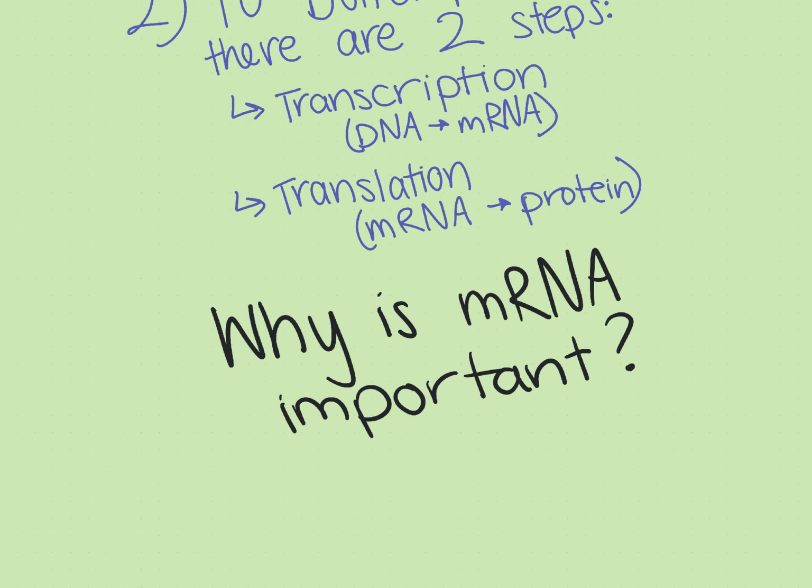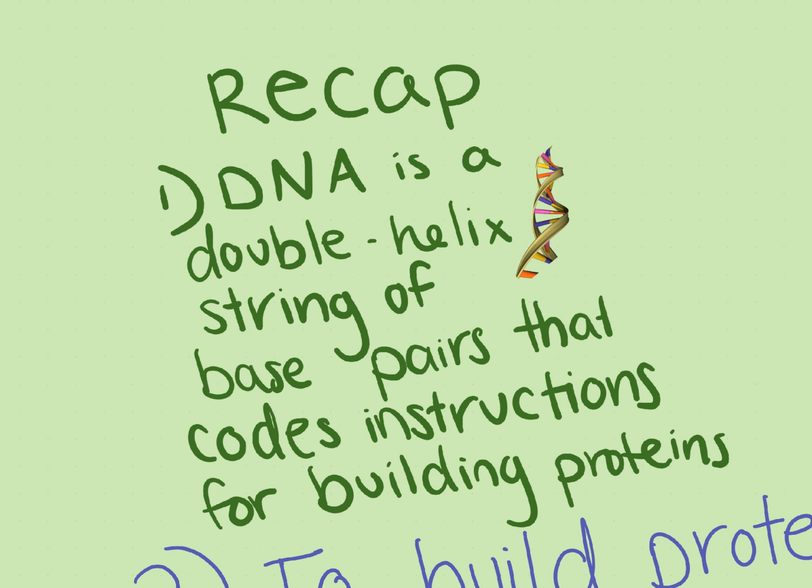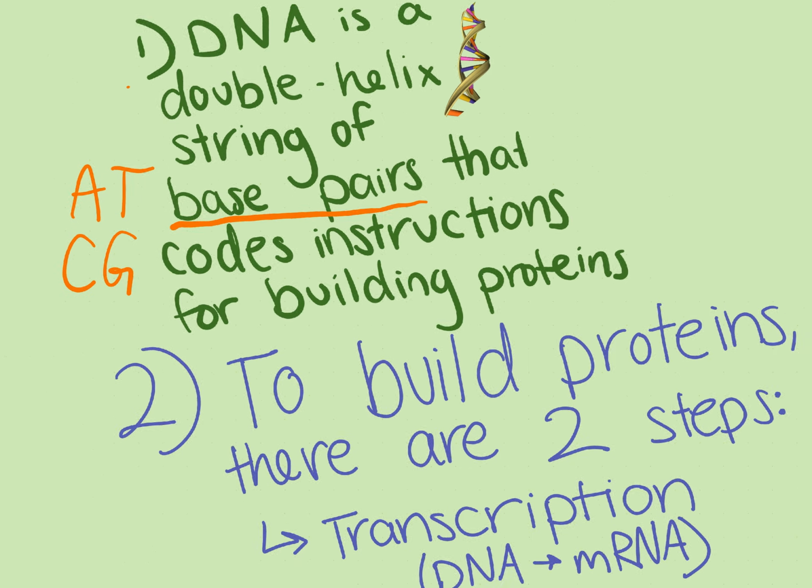So, just to recap kind of what we've been talking about. DNA is a double helix string of base pairs that codes instructions for building proteins. So when we say base pairs, we're talking about A, T, C, G. Those are the base pairs. So you guys know DNA is like a long string of all these base pairs, and they code instructions for building proteins. We're going to talk all about that process in this video.